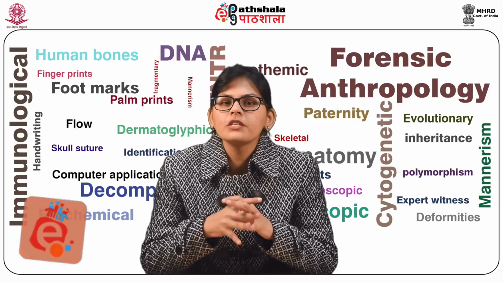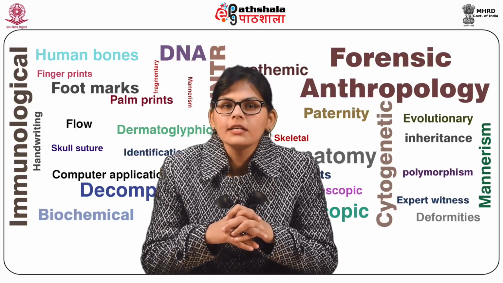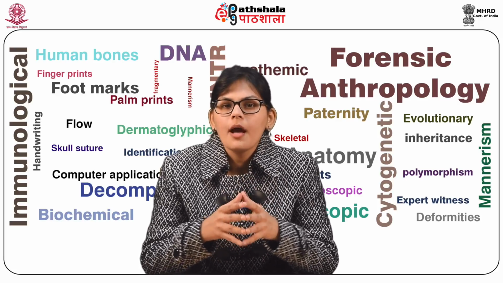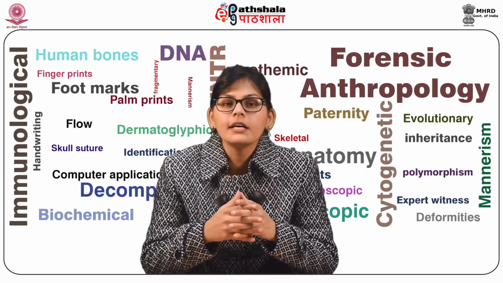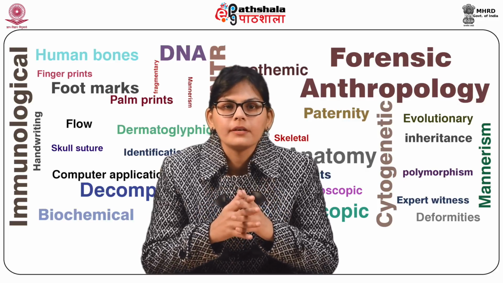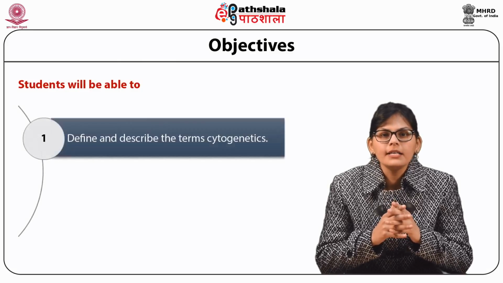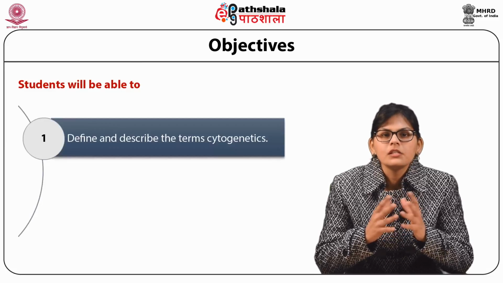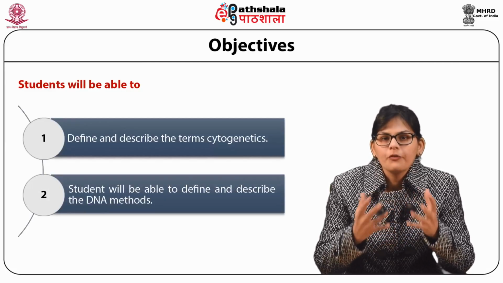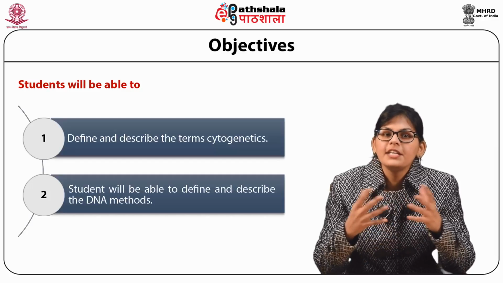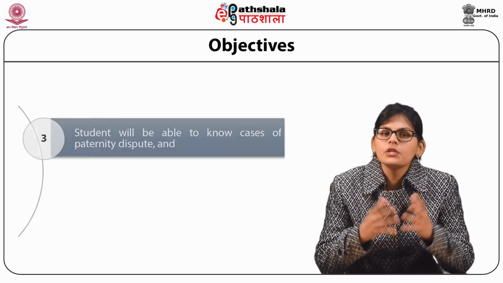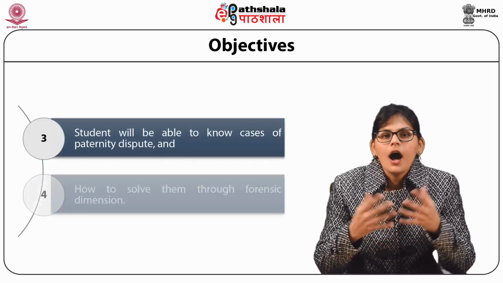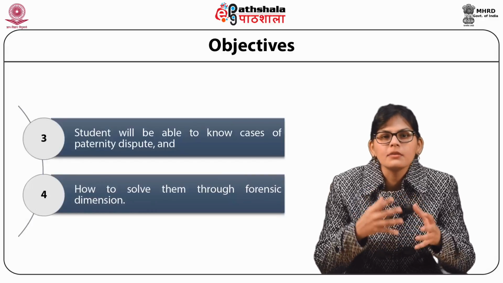Today I am going to discuss the module Cytogenetics, Immunogenetics and DNA methods to solve paternity disputed cases under the Forensic Anthropology paper. Students will be able to define and describe the term cytogenetics. This module will be able to define and describe the DNA methods. Students will be able to know cases of paternity disputes and how to solve them through forensic dimensions.